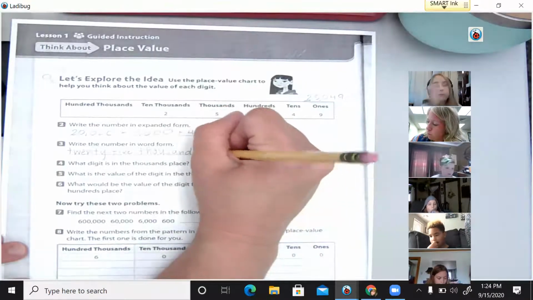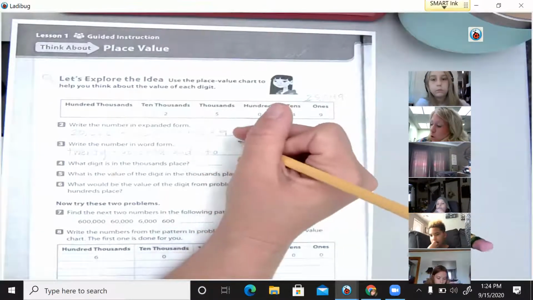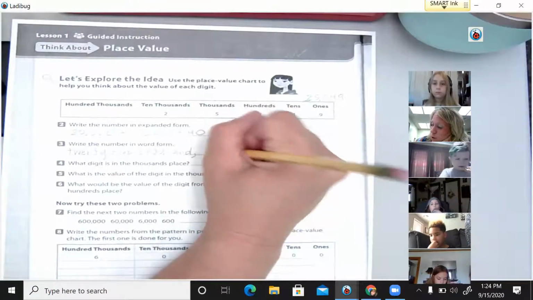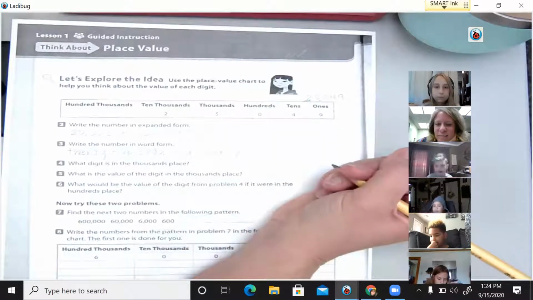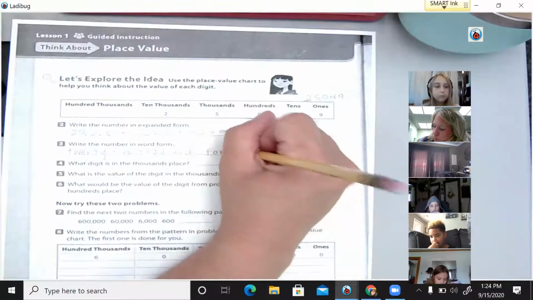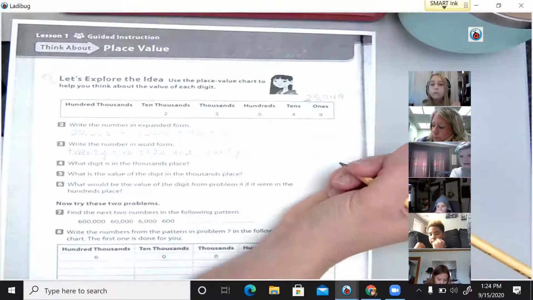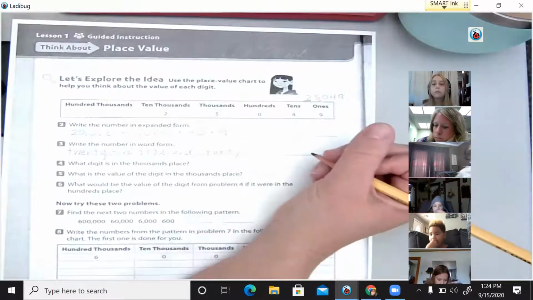Four. This one's 4 is spelled F-O-U-R, but 40 is F-O-R-T-Y. Forty, uh-huh. Dash. Which is it? Nine.